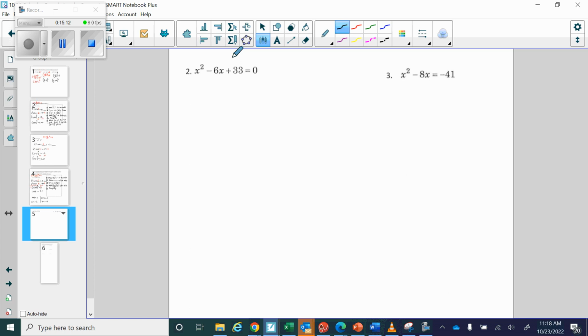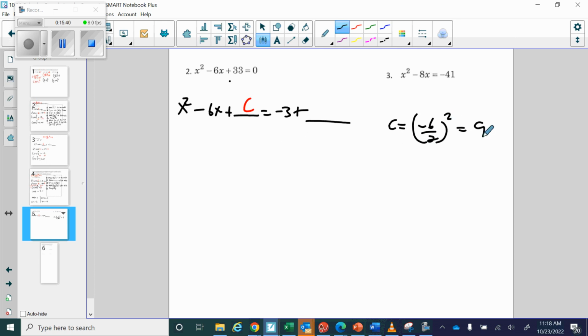So I'm going to cancel the 3, and so I'm going to have x squared minus 6x plus a blank space equals negative 3 plus a blank space. All right, so my new c value is going to equal negative 6 divided by 2, which is negative 3, squared is equal to 9. So here I'm going to have x squared minus 6x plus 9 is equal to negative 3 plus 9.